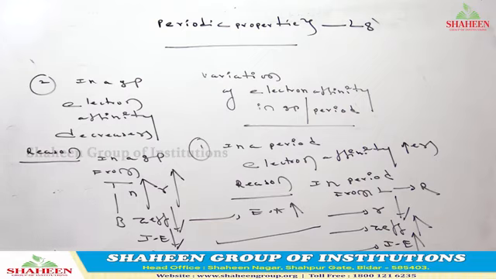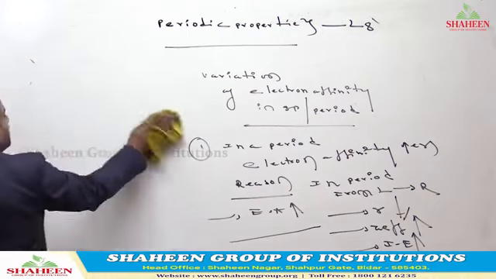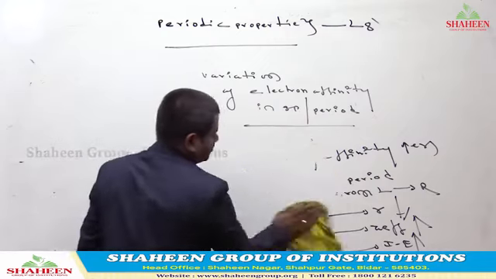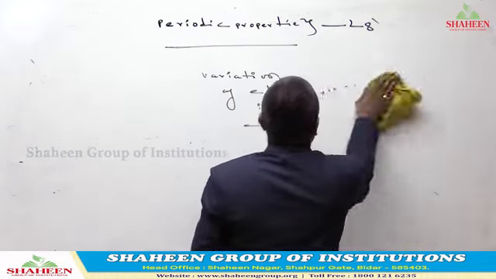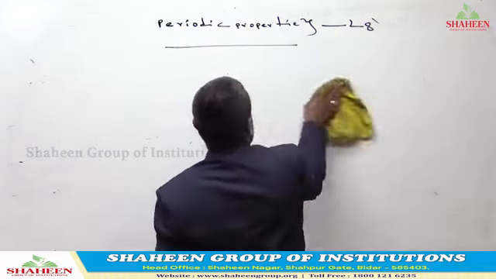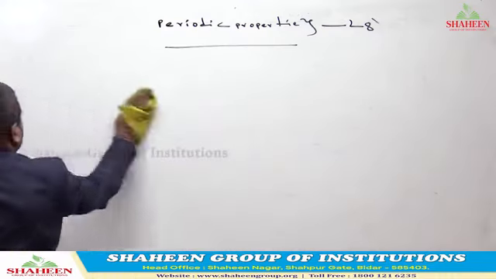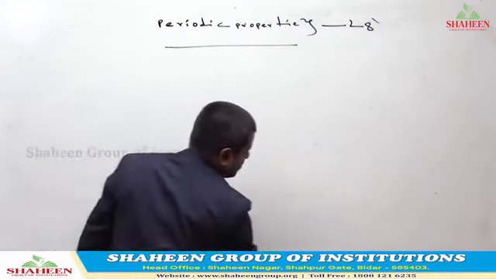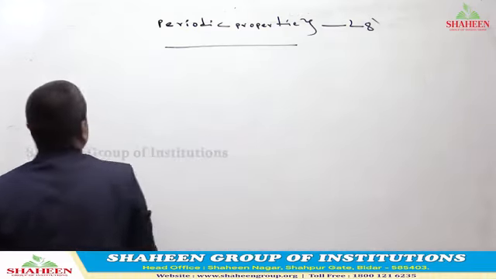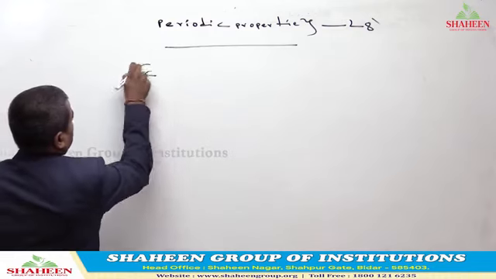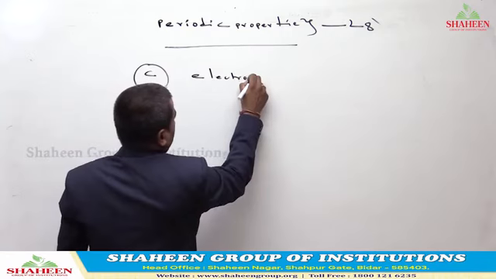Now the fourth periodic property I am explaining, that is called electronegativity.